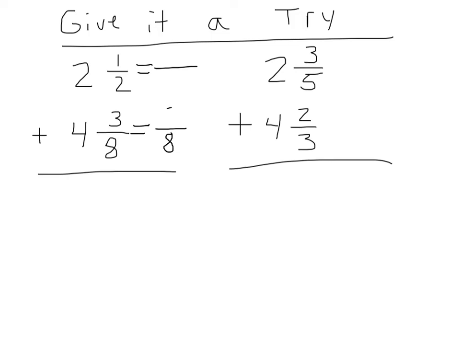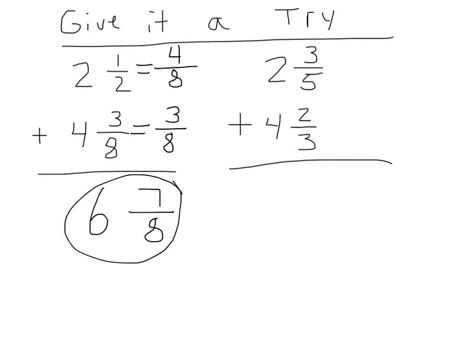So that stays the same. This one becomes 8, and I know that 2 times 4 equals 8, so 1 times 4 there. So 4 plus 3 equals 7 over 8, and I can't forget about those whole numbers. 4 plus 2 equals 6, so my answer is 6 and 7/8.